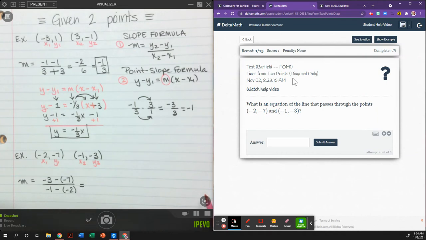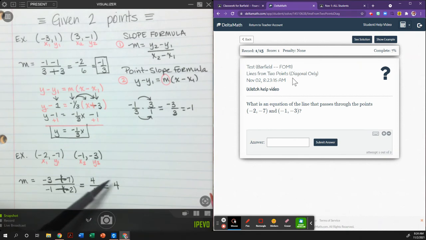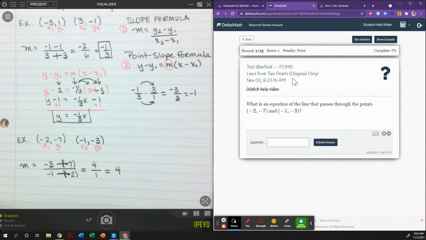That's y2 minus y1, x2 minus x1. Again, I've got these double negatives, so they become plus signs. -3 plus 7 is 4. -1 plus 2 is 1. So my slope is 4. Now these problems are going to be super easy if your slope is not a fraction. So you're going to have to be comfortable switching between problems that might be slightly more difficult because they have a fraction, and problems that are going to be really super easy because they don't have a fraction.